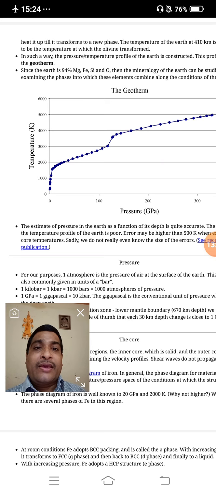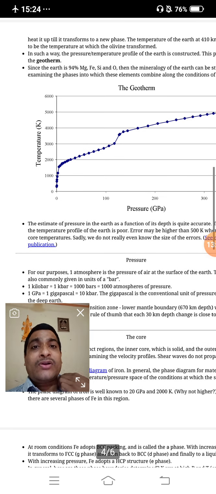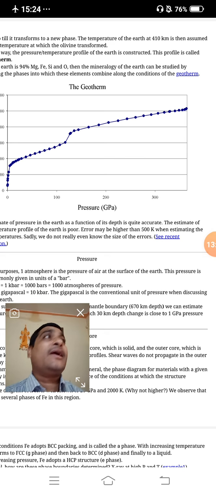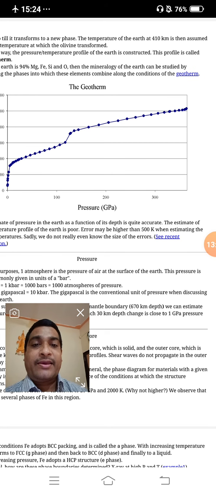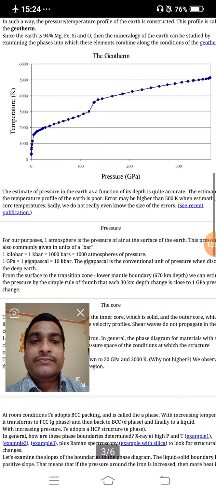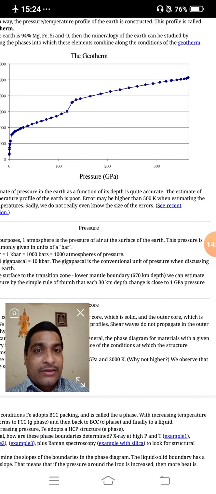And when the temperature crosses 4000 up to 5000 Kelvin, not Celsius, Kelvin, the pressure increases from 150 to about 300 GPa. And when the temperature crosses 5000 Kelvin, the pressure crosses 350 gigapascal.